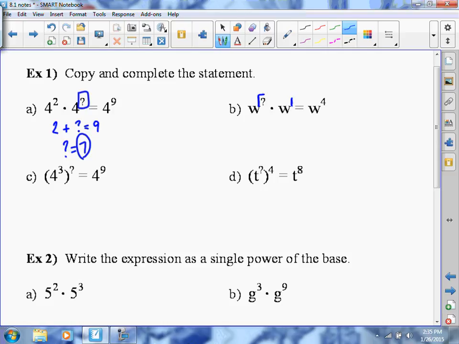But again, we're trying to figure out what goes in that little spot there for the question mark. So something plus 1 would have to equal 4. And again, I know I'm adding because I'm multiplying my bases. So the shortcut then is to add your exponents. And then here you could do 4 minus 1 to figure out that that little spot would have to be a 3.